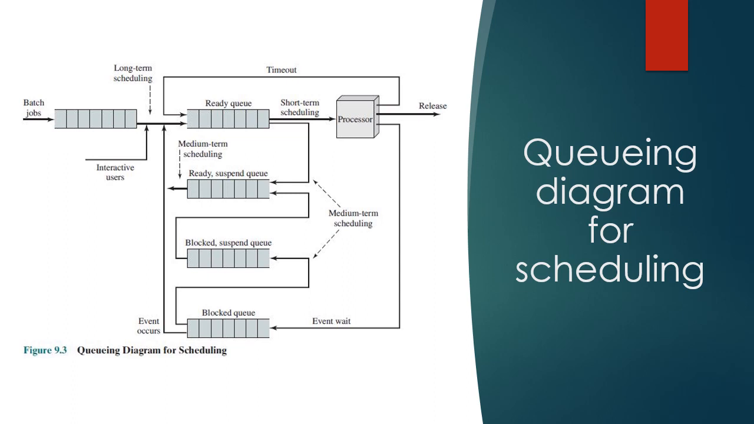The medium-term scheduler selects a process from either the ready suspend or the blocked suspend queue and moves it to the ready or the blocked queue. So the medium-term scheduler is swapping processes in and out to meet memory requirements of all processes and to optimize system performance. The long-term scheduler adds processes to either the ready or the ready suspend queues. This picture only shows the long-term scheduler adding processes to the ready queue, but we know that the long-term scheduler can add a new process to the ready suspend queue too.